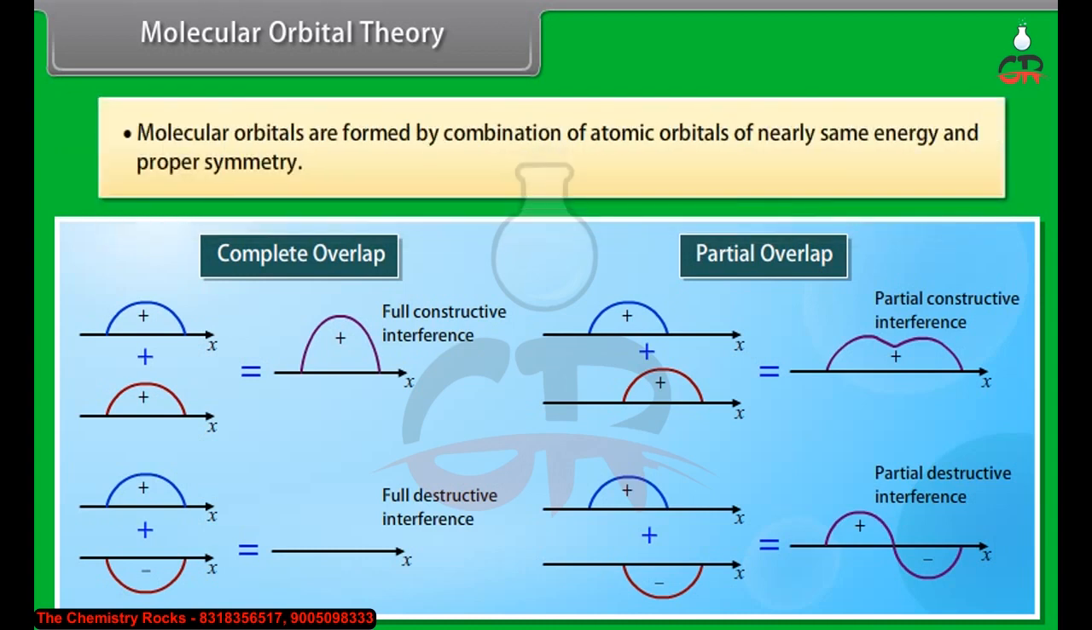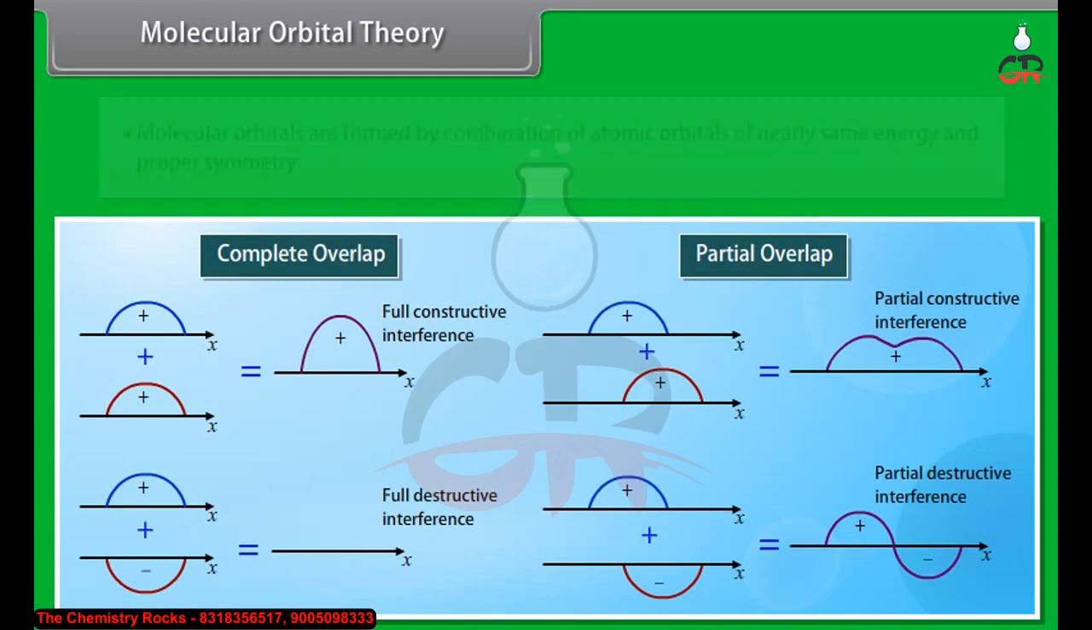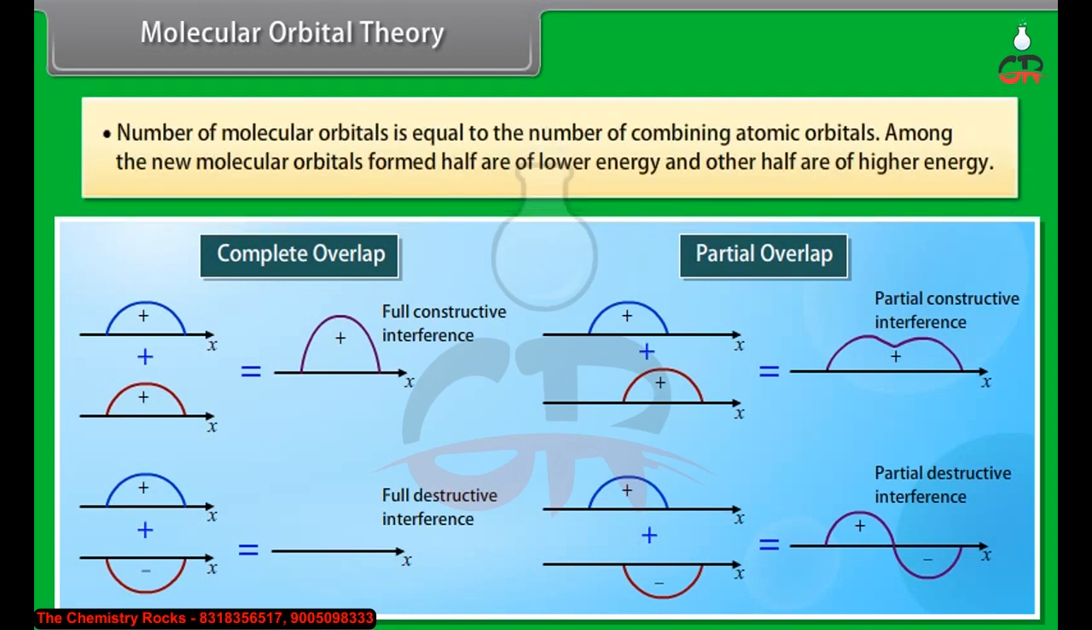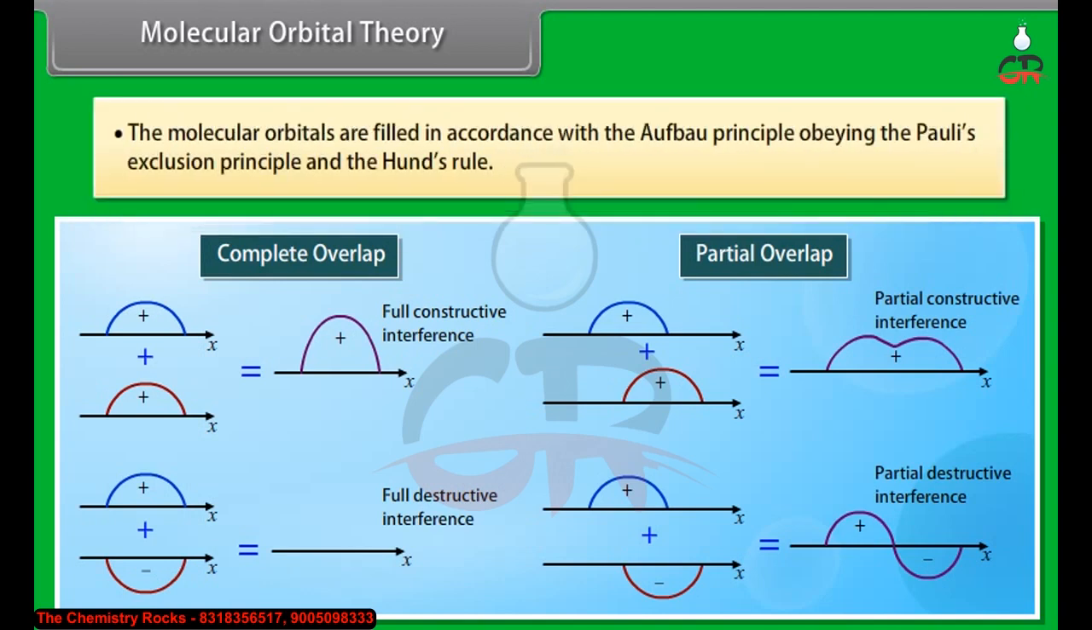Molecular orbitals are formed by combination of atomic orbitals of nearly same energy and proper symmetry. Number of molecular orbitals is equal to the number of combining atomic orbitals. Among the new molecular orbitals formed, half are of lower energy and other half are of higher energy. The molecular orbitals are filled in accordance with the Aufbau principle, obeying Pauli's exclusion principle and Hund's rule.